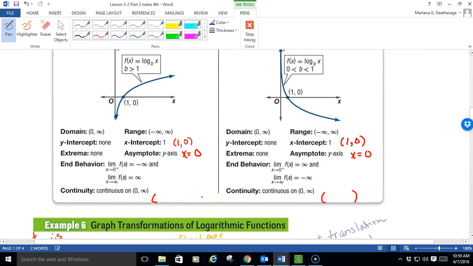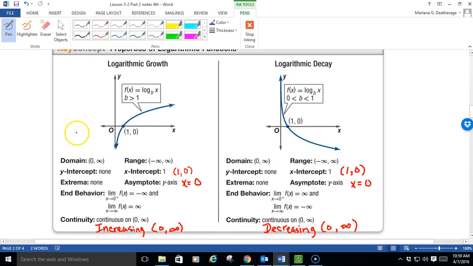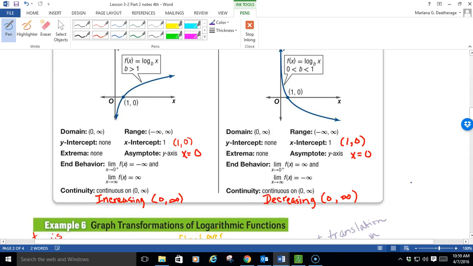Alright, so here we go. The first one that we graphed, the log base 2 of x, is a logarithmic growth, and it's the inverse of an exponential growth. Then the second one that we graphed, log base 1/2 of x, is a logarithmic decay, which is the inverse of an exponential decay. And there are all those things that we talked about. I added a few things, or wrote it the way we've been writing it.